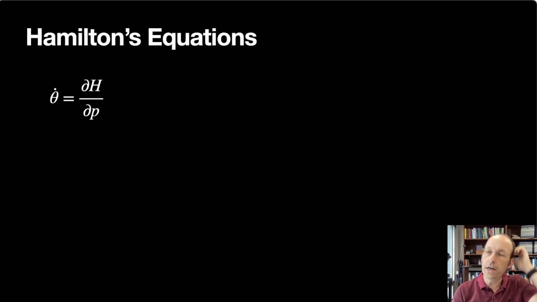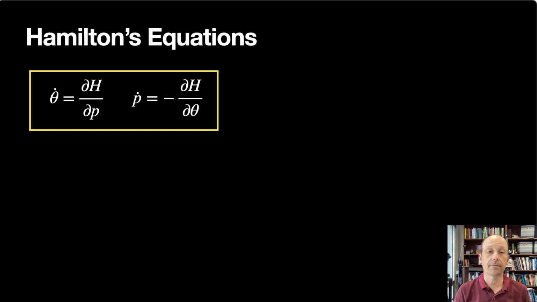So there are two equations that we can use here. One, theta dot is the partial of H with respect to p, and p dot is negative the partial of H with respect to theta. Those are Hamilton's equations, once you find the Hamiltonian in terms of p and theta.